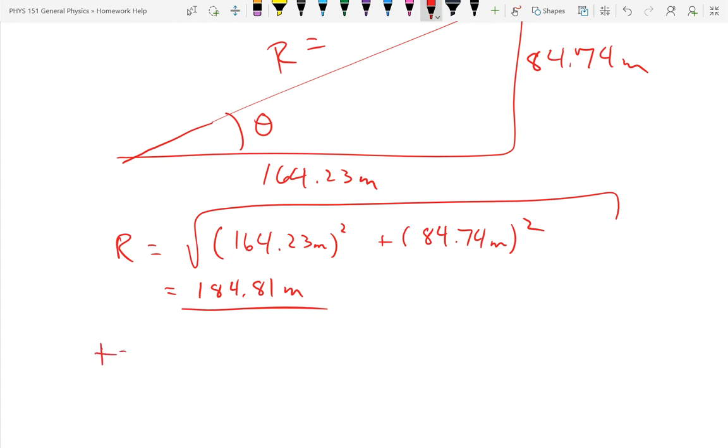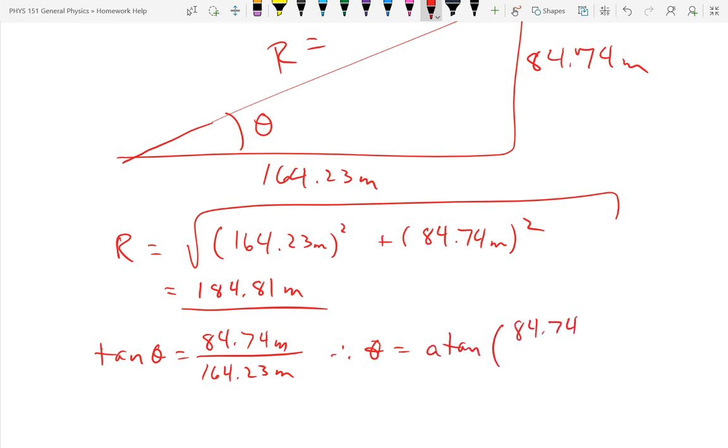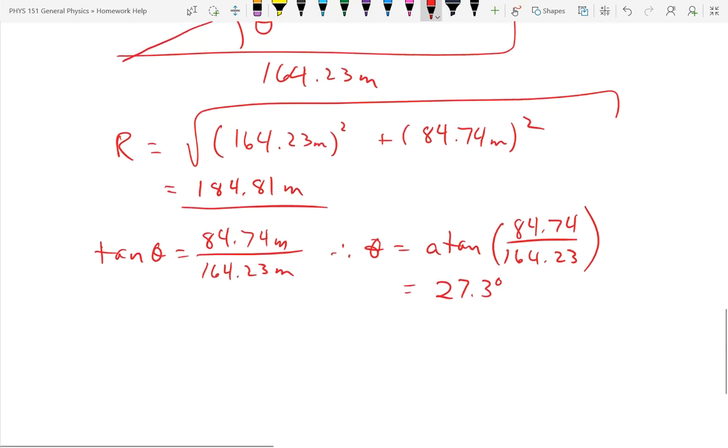For the angle, tangent of theta is 84.74 meters over 164.23 meters. Therefore, theta is equal to arctangent. Notice I'm going to let my units cancel here. Equals 27.3 degrees, not 26.5, that's what I had measured. And then I have to look at my direction, and I can write it.